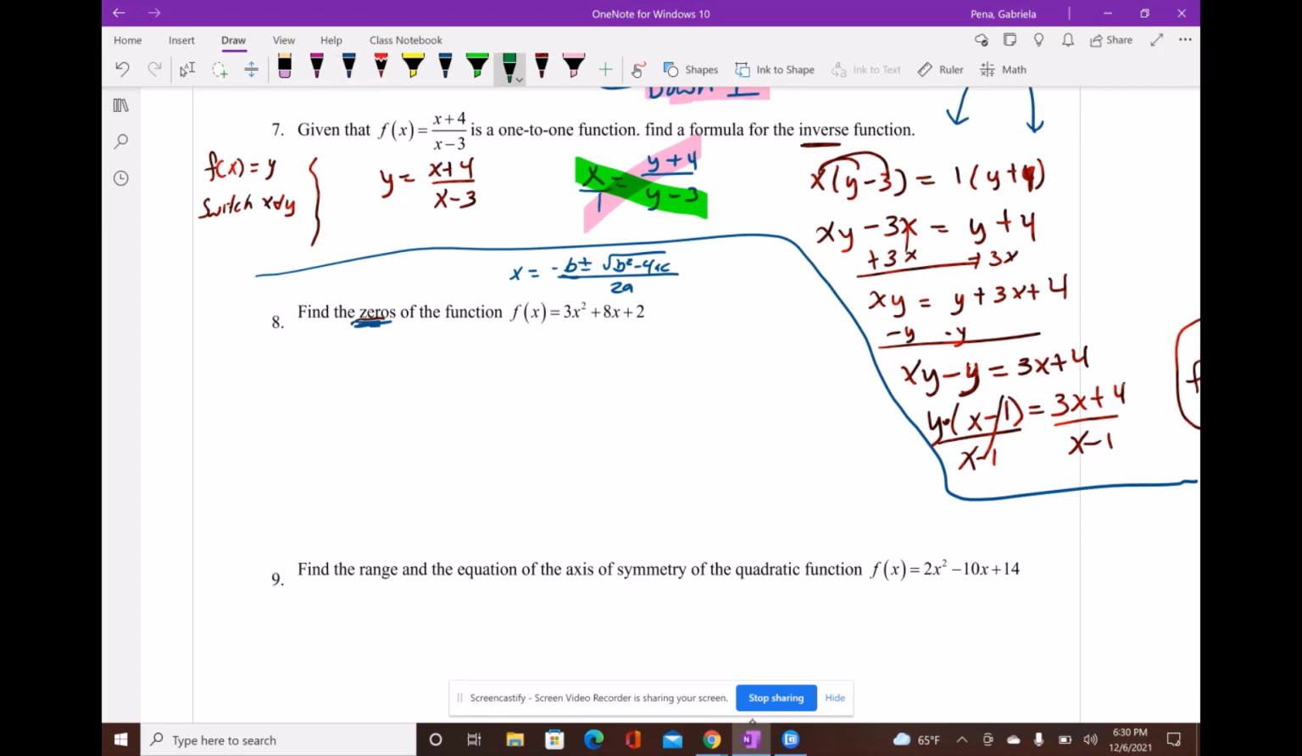So, my A is 3, my B is 8, and my C is 2. X equals negative b plus minus the square root of b squared minus 4ac all over 2a. Oops, that's not a 2. It should be a 3.